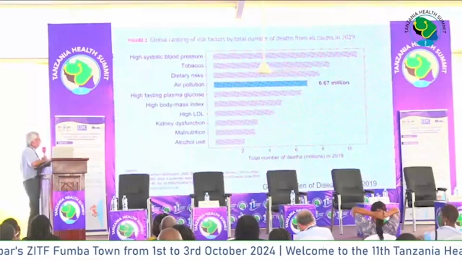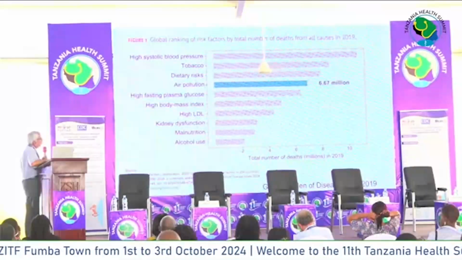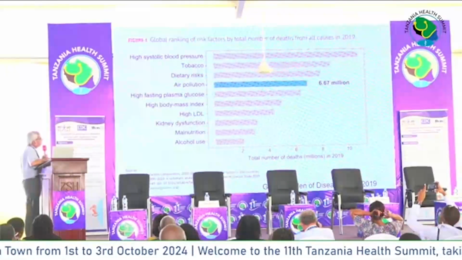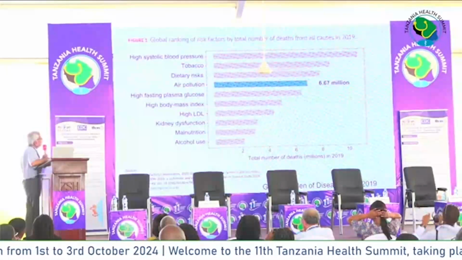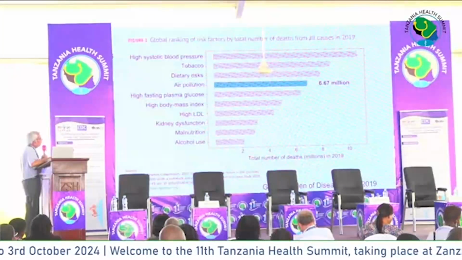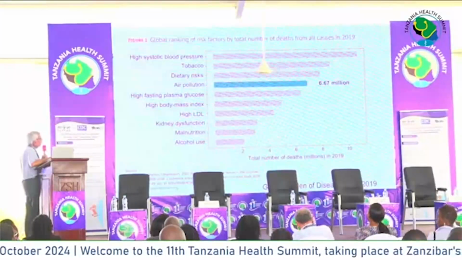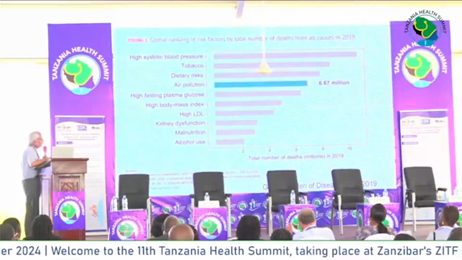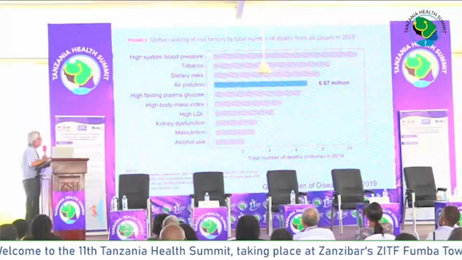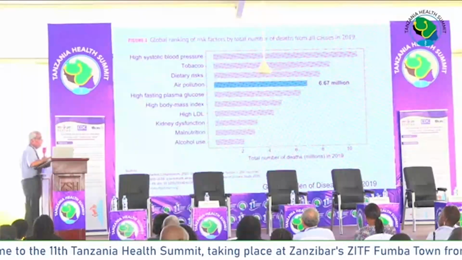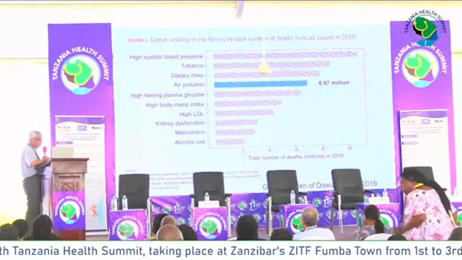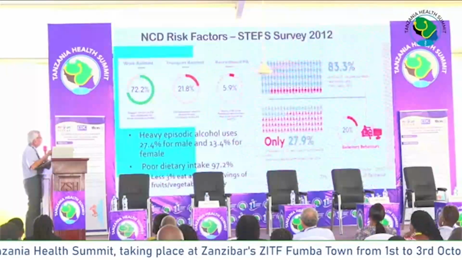I've also added this, this is from the global burden of disease, just to highlight why air pollution and environment is now becoming a major issue. If you look at the total number of deaths from 2019, high systolic blood pressure is number 1, tobacco is number 2, dietary risk factors and nutrition is number 3, air pollution is number 4, then you have high blood glucose, which is number 5, body mass index, which is number 6, dyslipidemia is number 7, renal dysfunction, kidney disease is number 8, then you have malnutrition, and then alcohol use. So you see that if you are able to control the risk factors, then you are able to change the end game of what the burden of the disease is going to be.